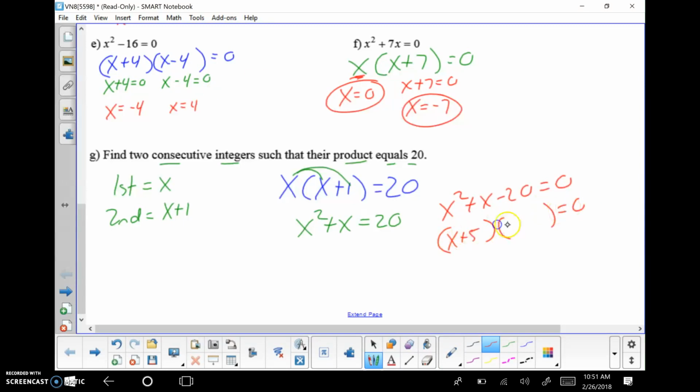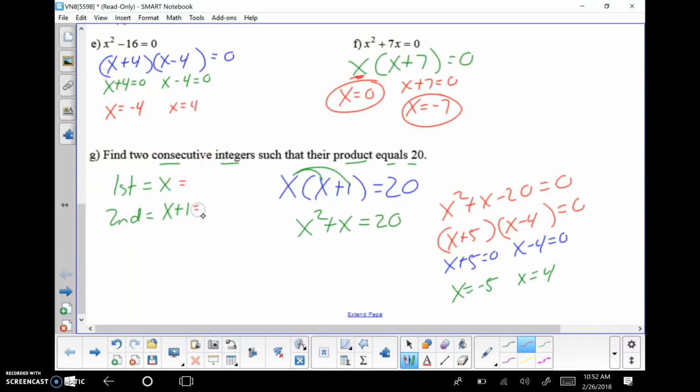X plus 5, x minus 4. Solve it. X plus 5 equals 0, x minus 4 equals 0. End up with x equals negative 5, x equals positive 4. Now this should probably say find two consecutive positive or two consecutive negative integers. Let's go with the positives here because the directions aren't clear. So we'll go with the 4. So x is 4, x plus 1 would be 5. And so those are two consecutive integers whose product is 20. And again, you could type this into your calculator and check it if you'd like.